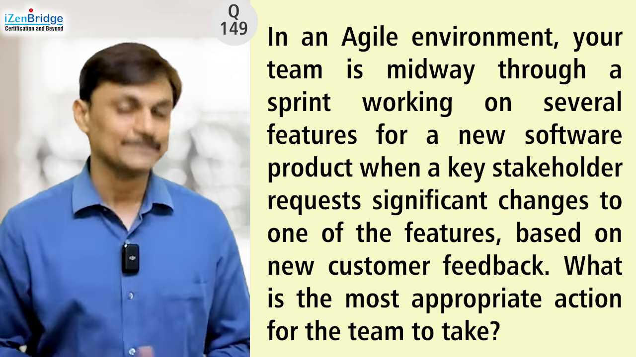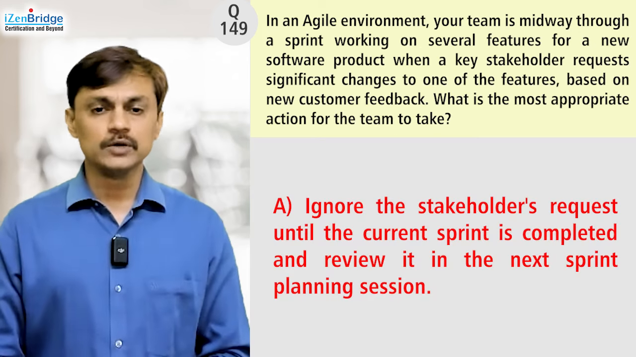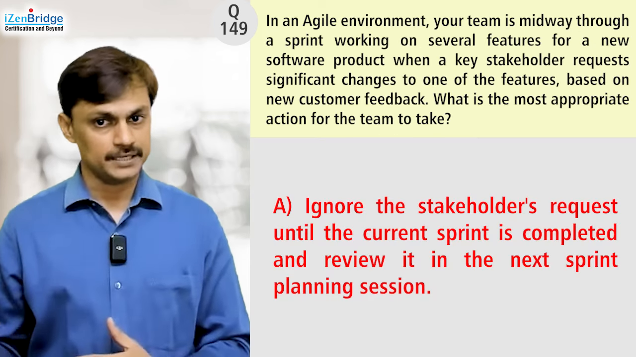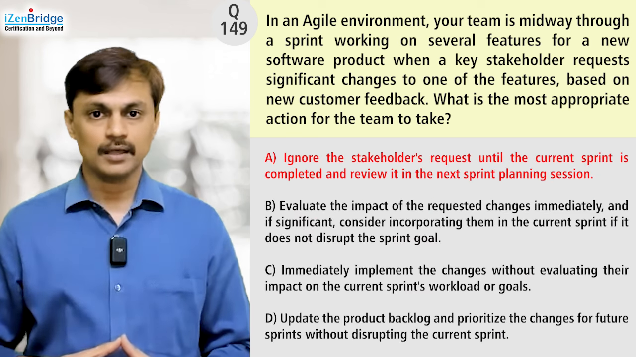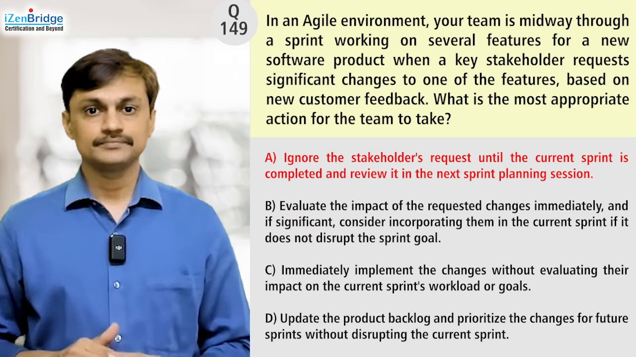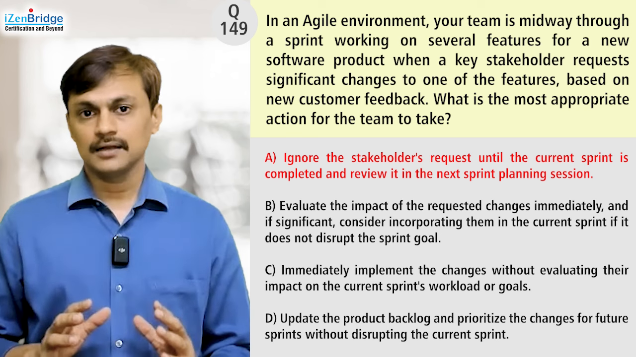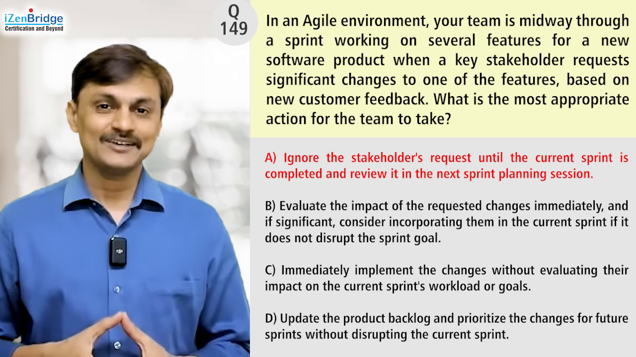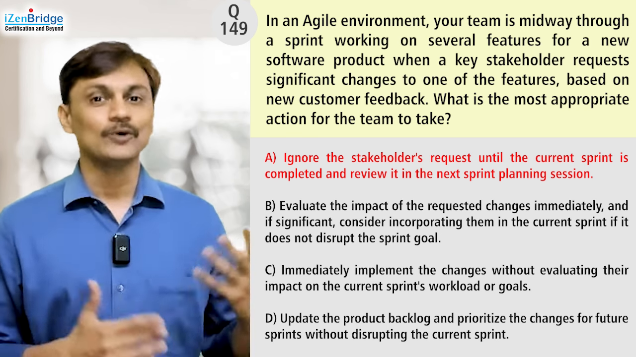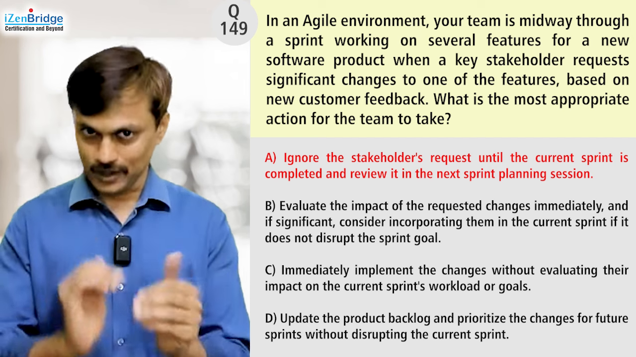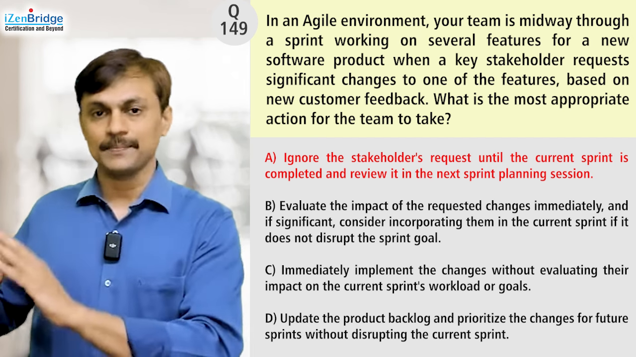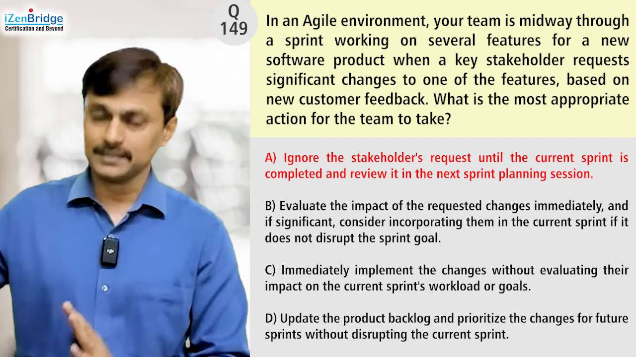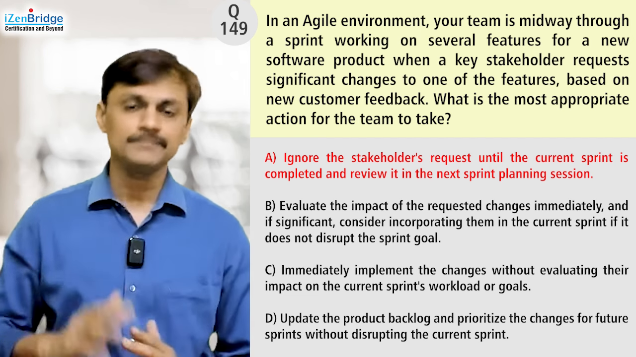It's not that simple. Option A: ignore the stakeholders' request until the current sprint is completed and review it in the next sprint planning session. So two issues here. One is that the word ignore has been used. You probably don't want to ignore a stakeholder request. You may want to acknowledge it. Acknowledge the stakeholder request and say we will do it as a part of backlog refinement and we'll plan it next. Probably could have made it better.